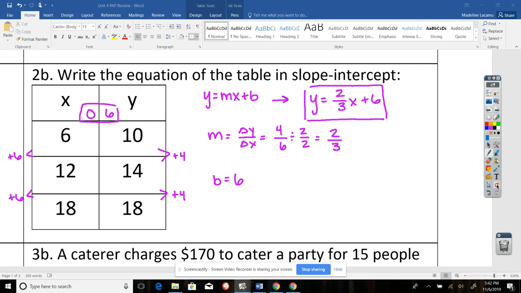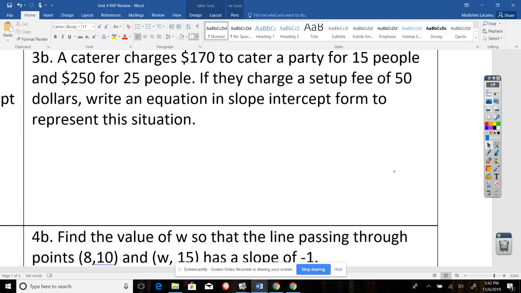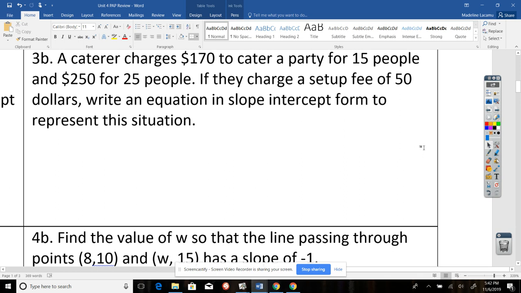Okay, 3. So 3b says a caterer charges $170 to cater a party for 15 people and $250 for 25 people. If they charge a setup fee of $50, write an equation in slope-intercept form to represent the situation. So since our y-intercept is in dollars, that means our y values have to be the dollars.